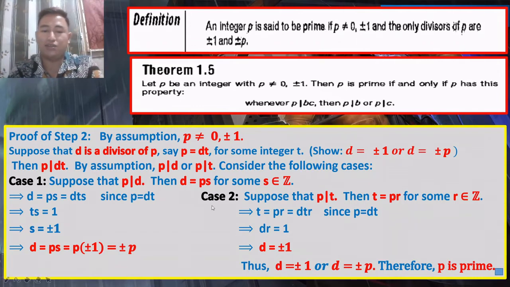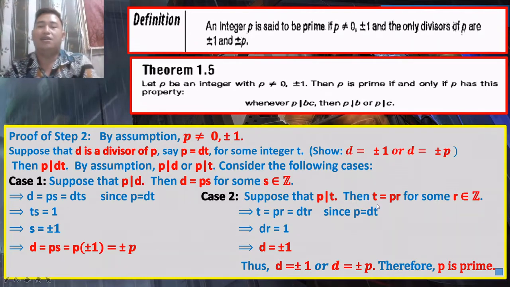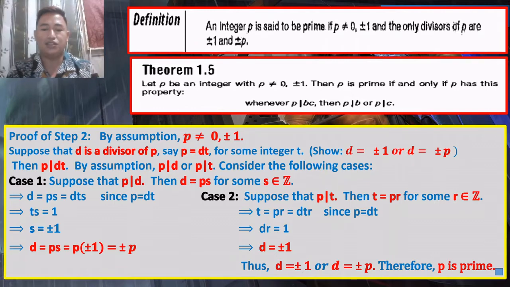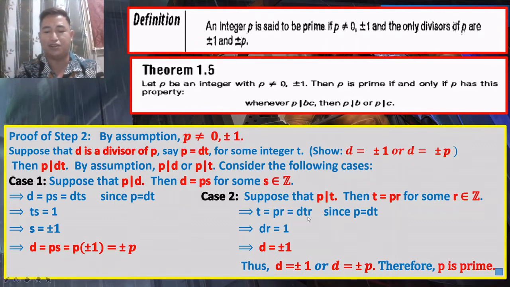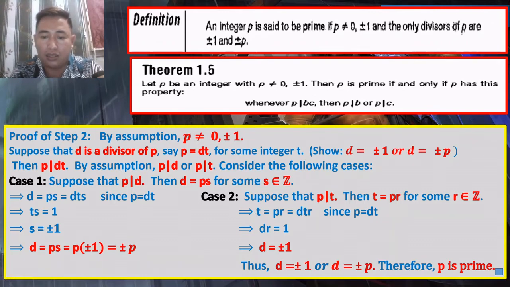Now case 2, where P divides T. Suppose that P divides T. Then by the meaning of P divides T, T is equal to PR for some R an element of Z. Then T is equal to PR is equal to DTR. DTR here is not a daily time record, it is just variables. It is DTR because P equals DT, from our assumption at the very top.